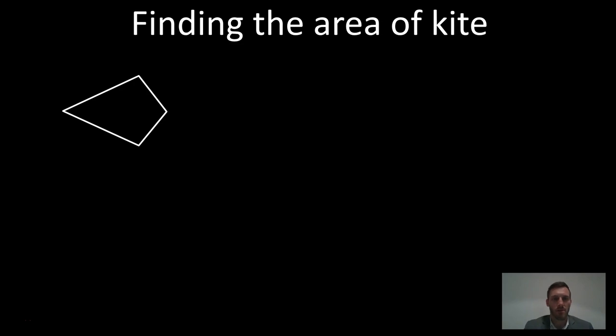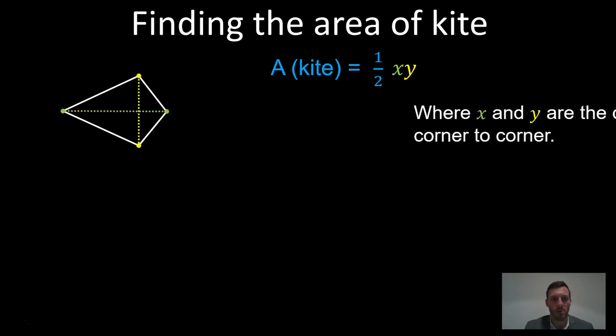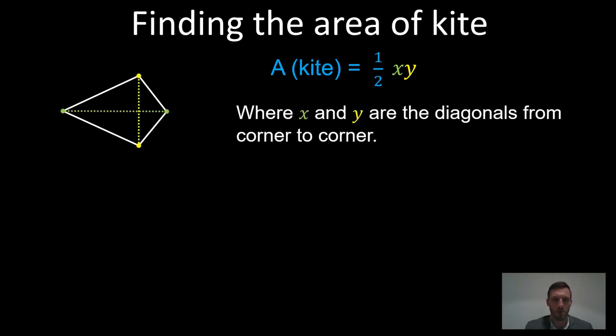Finally, let's look at finding the area of a kite. A kite is a flat shape with straight sides. It has 2 pairs of equal length sides that are adjacent to each other. The diagonals cross at right angles. So again, the formula is similar to that of a rhombus. The area is half x times y, where x and y are the diagonals from corner to corner.